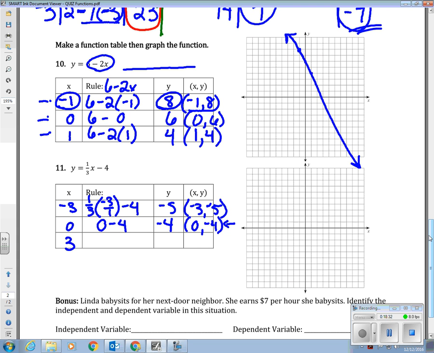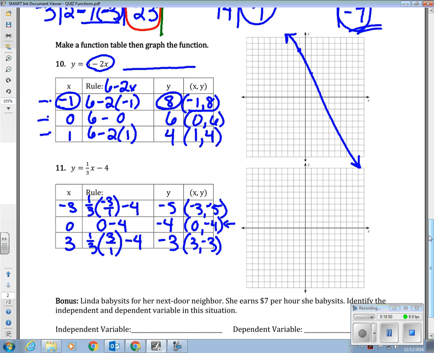Again, right here, knowing it's my y-intercept because x is 0. And then my next one, I'm plugging in 3. So when I have 1/3 times 3/1, all that becomes 1. 1 minus 4 is -3. So now I have 3, -3.